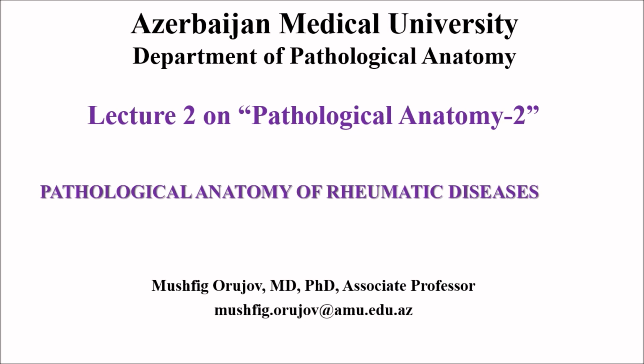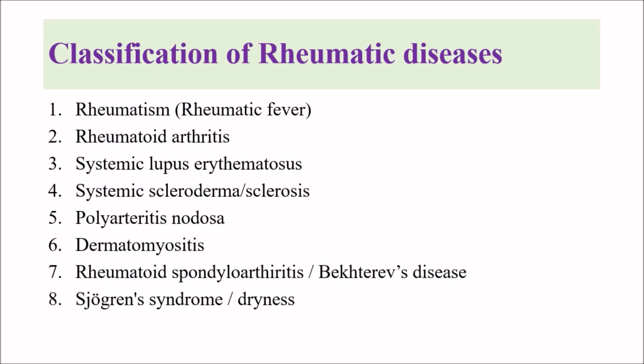Now, I will present you our second lecture on pathological anatomy about the rheumatic diseases, the pathology of rheumatic diseases. The rheumatic diseases are the following: the rheumatic fever, rheumatoid arthritis, systemic lupus erythematosus, systemic scleroderma, polyarthritis nodosa, dermatomyositis, rheumatoid spondyloarthritis, and Sjogren's syndrome.